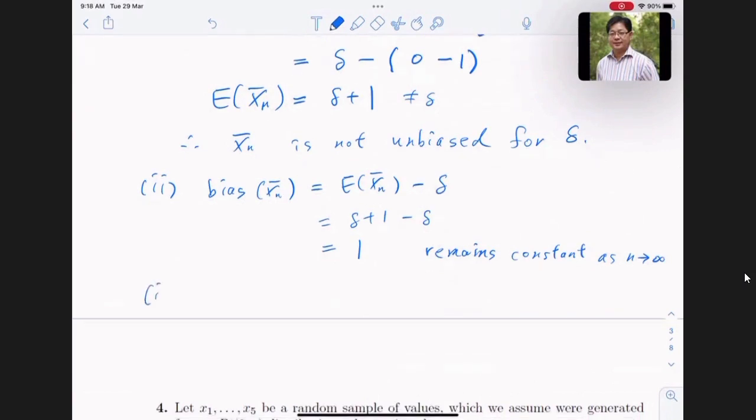And therefore, if you want to adjust it to have an unbiased estimation, it suggests that we may use delta hat equal to Sn bar minus 1, so that this will become an unbiased estimator. So sometimes using this kind of derivation, even if an estimator is biased, we can modify it into an unbiased one. Okay. Any question?